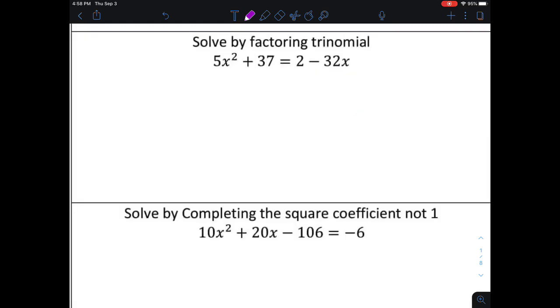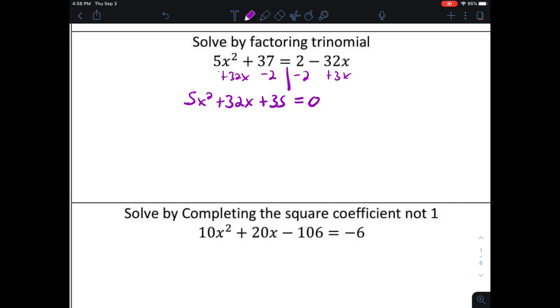Now let's look at a problem that's going to require us to factor a trinomial. So I'm looking, and I want to get everything on the same side. And I know this because I have x squared, and I have an x to the 1 power. So I'm going to get everything on the same side. So I'll subtract the 2. I'll add the 32x. We have 5x squared plus 32x plus 35 is equal to 0.